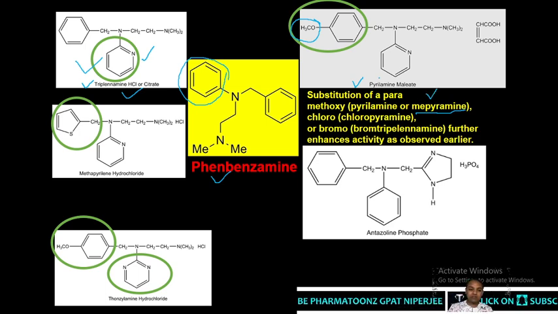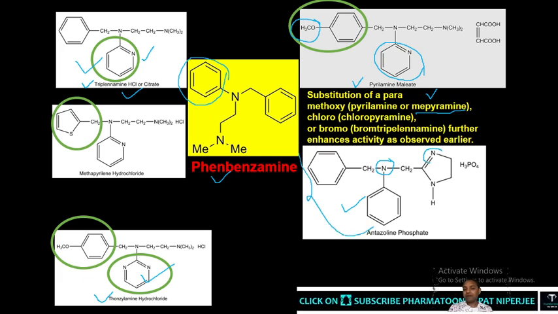In the same structure of pyrilamine, this is a pyridine ring. If it is a pyrimidine ring, then it's the structure of thonzylamine. And this is antazoline, where if you look here, this is the first nitrogen where the diaryl group is attached, and this is the second nitrogen, and this carbon is a part of the ring system. So in antazoline, carbon and nitrogen both are part of the imidazoline ring system.